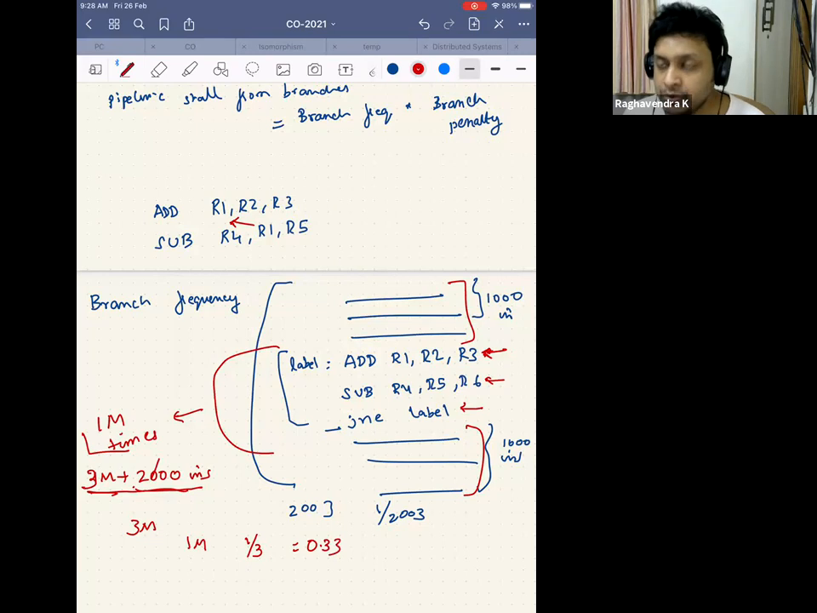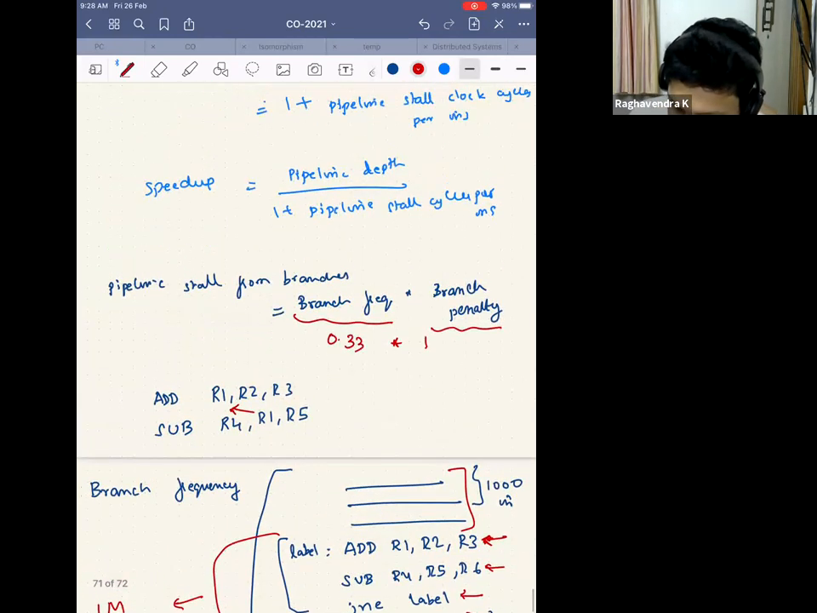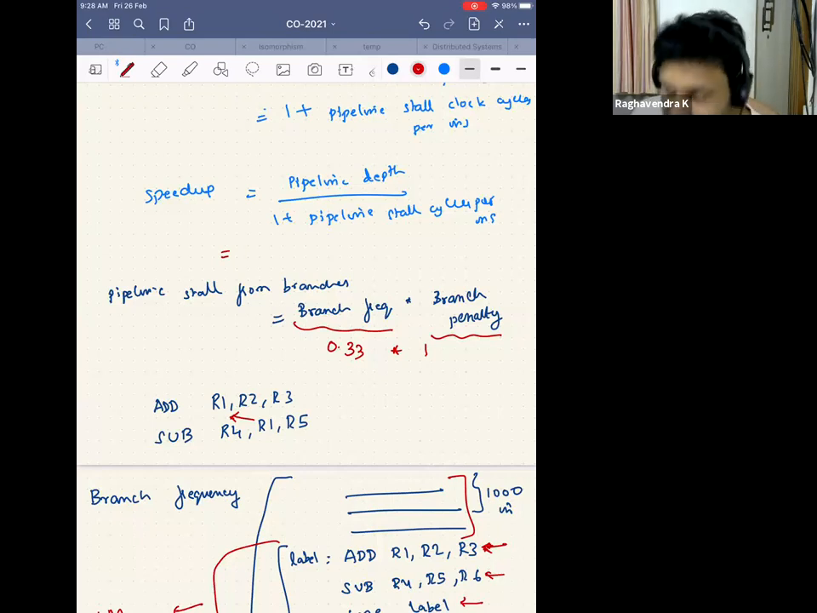So how many times do I see the branch instructions? That is the branch frequency, which for this example is 0.33. And let's say the branch penalty, every time you see a branch, let's say there is no prediction for it, then every time I see a branch, it is one cycle. So now what is the speed up? The speed up is pipeline depth, which for the MIPS pipeline you were talking about was 5, divided by 1 plus pipeline stall cycles per instruction.